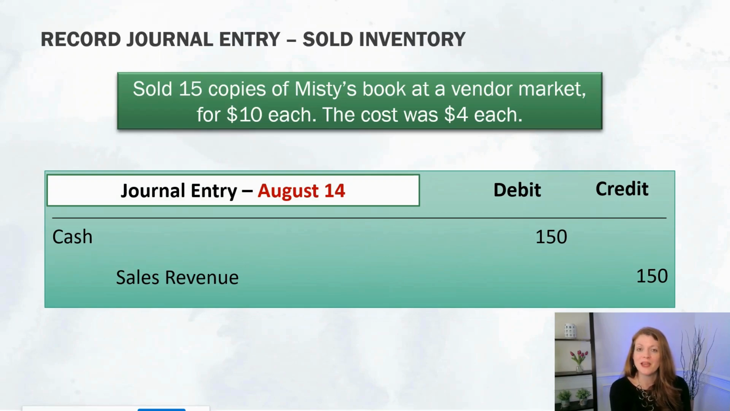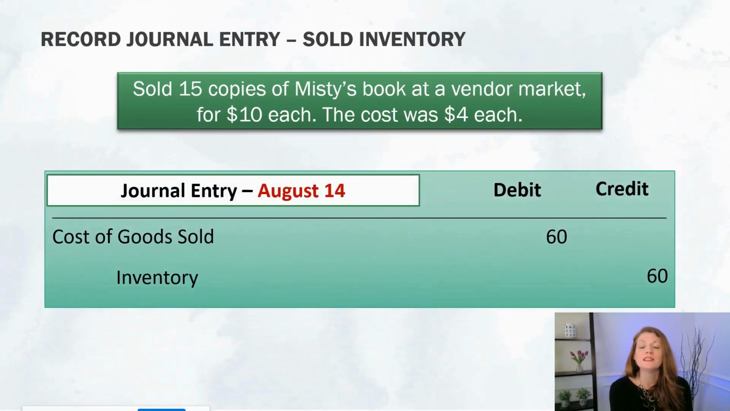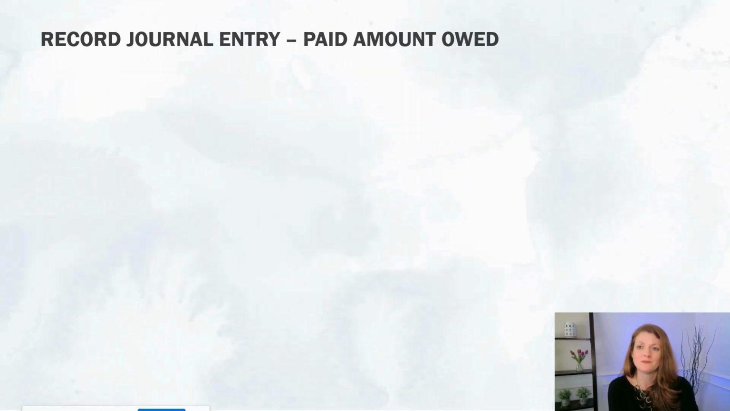But remember, with perpetual inventory, we are going to go ahead and do a separate entry for the cost. The cost was $4 each. We need to take $4 times 15 copies, and we say the cost of these books was $60. So we debit cost of goods sold, which is treated just like an expense account, and we credit inventory. We're decreasing how many we have in inventory. It's always important to remember that as long as you're doing perpetual inventory, which typically you're going to be unless it says otherwise, you need to make both of those entries.